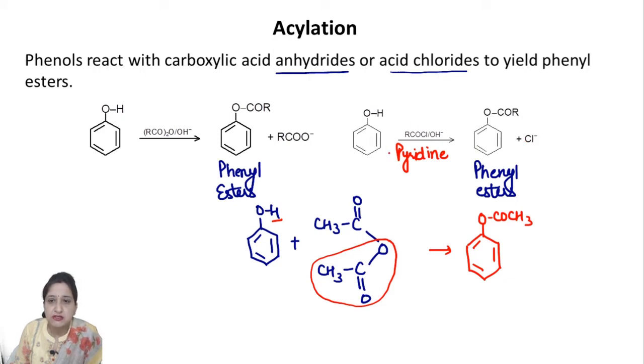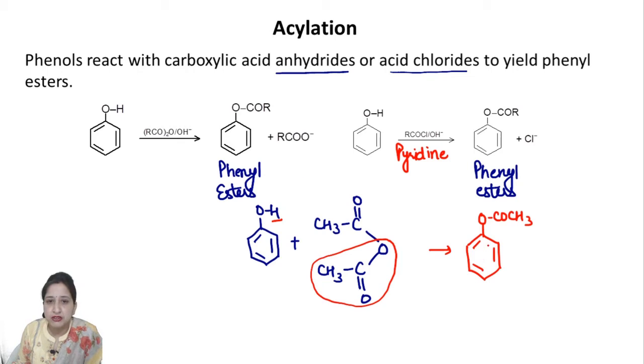So the purpose of adding pyridine is to remove the HCl as soon as it is formed, and this reaction takes place in the presence of a base. Okay. So this is your acylation reaction.